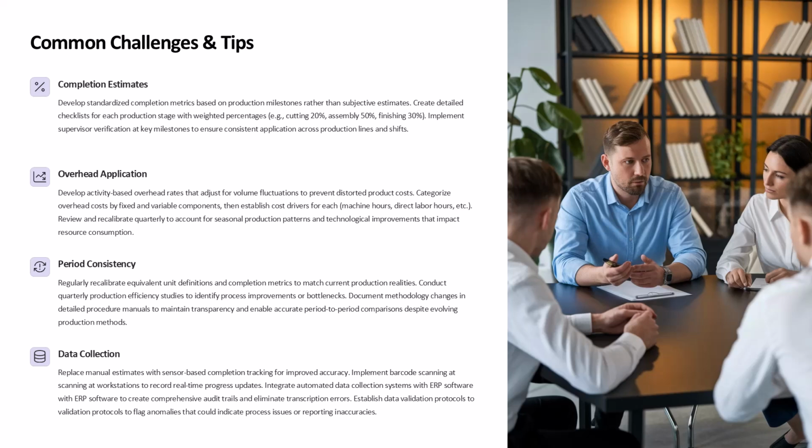To learn accounting, you must do accounting. And addressing these common challenges transforms theoretical process costing into practical, actionable financial intelligence for manufacturing management.